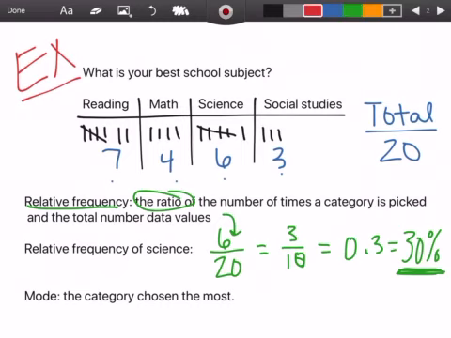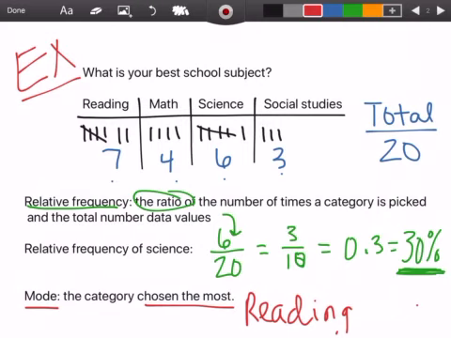Something else we might want to know about our categorical data is the mode. This is the category chosen the most. So for us, our mode is reading, because it was chosen the most often.